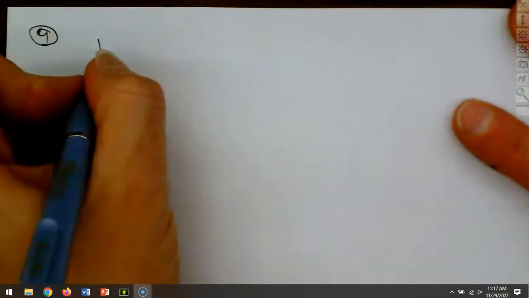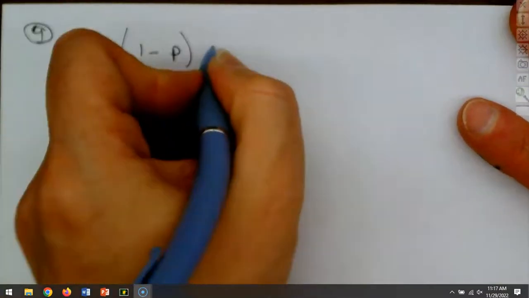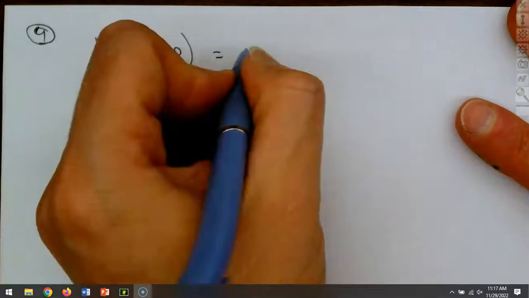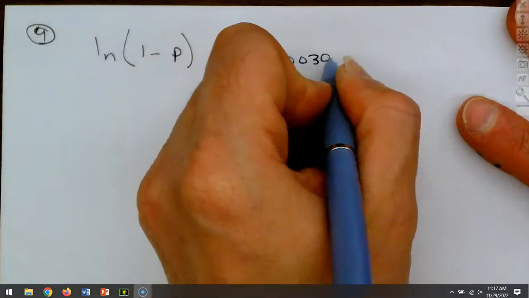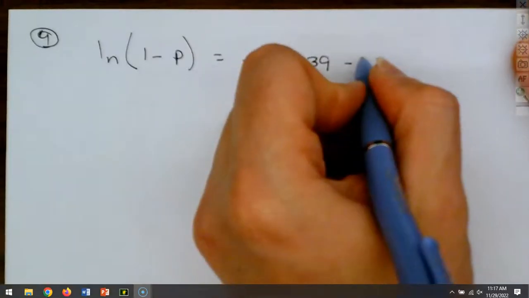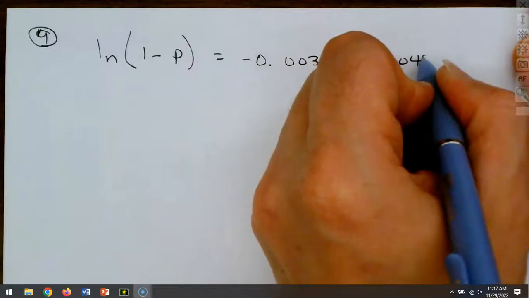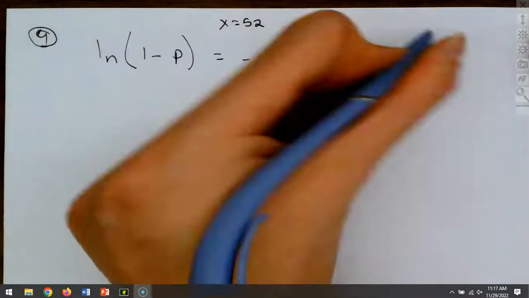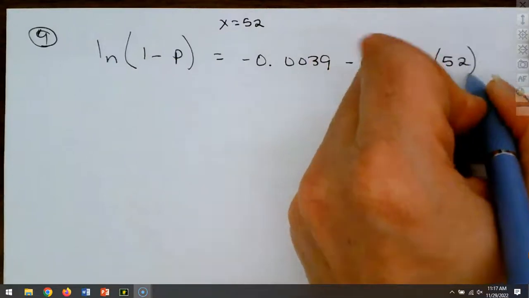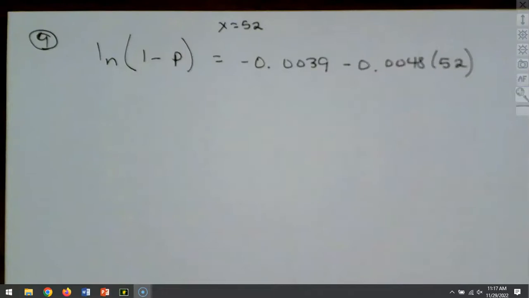We've got the natural log of 1 minus P equals minus 0.0039 minus 0.0048, and I'm going to plug in x equals that 52. So that's the first thing I'm going to do, is plug in that 52, condense down the right-hand side, and then take e to get rid of the natural log.